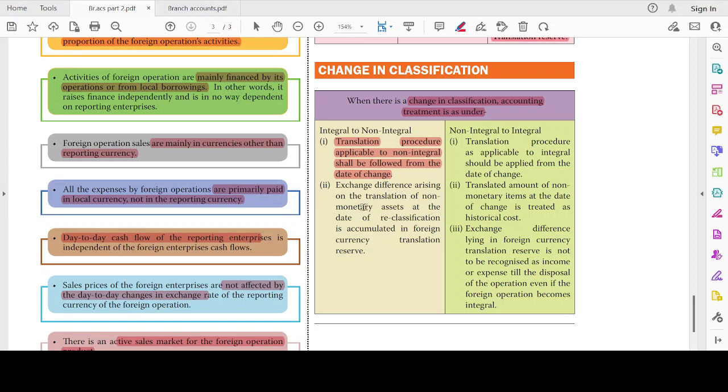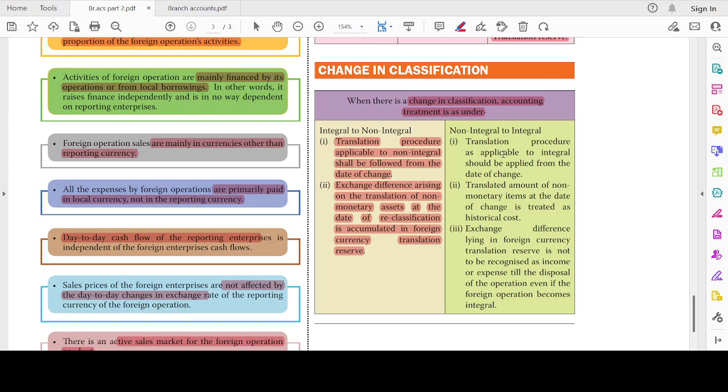Exchange difference arising on the translation of non-monetary assets at the rate of reconstruction is accumulated to foreign currency translation reserve account. For example, from 1st June, it is going to become a NIFO. Till 31st May, whatever exchange difference is there on items other than non-monetary assets will be charged to profit and loss account, and the exchange difference arising on translation with respect to the non-monetary assets will be transferred to the foreign currency translation reserve account. Hope this makes sense, right?